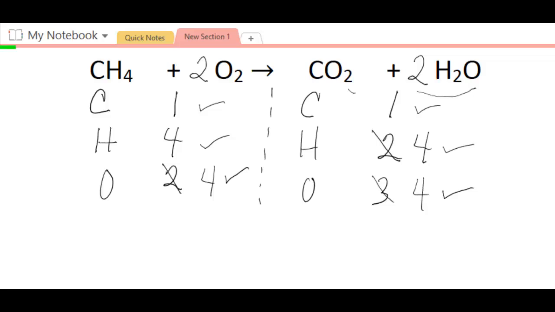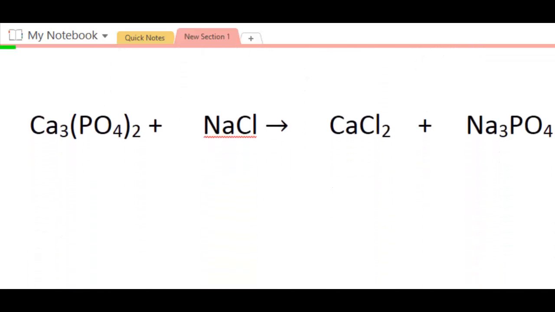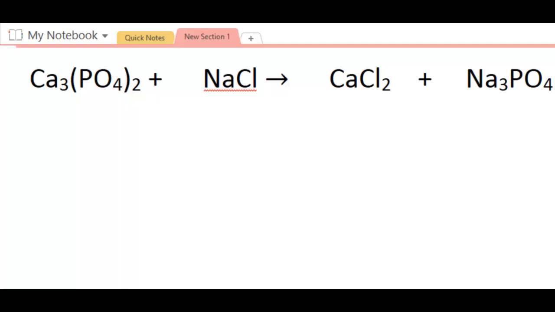The next one is a little bit more difficult. So here you have calcium phosphate reacting with sodium chloride to give you calcium chloride and sodium phosphate. So this is what's known as a double displacement reaction. Basically, the calcium cation is switching places with the sodium cation, and then the phosphate polyatomic anion is switching places with the chloride anion. So the compounds switch places and you end up with 2 different compounds.